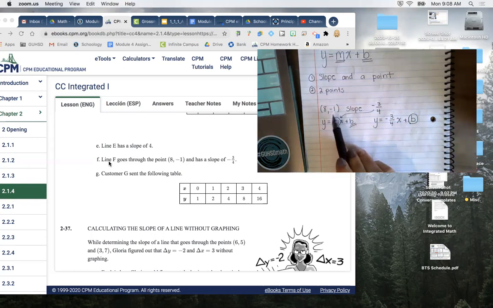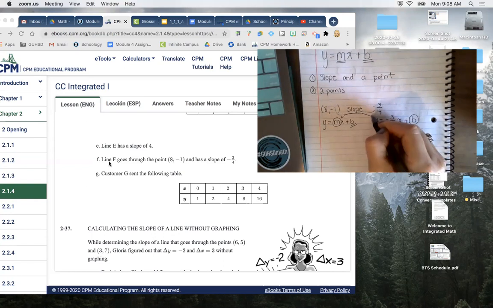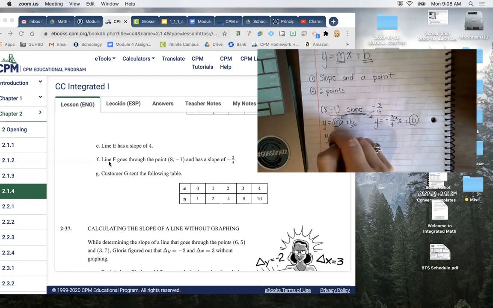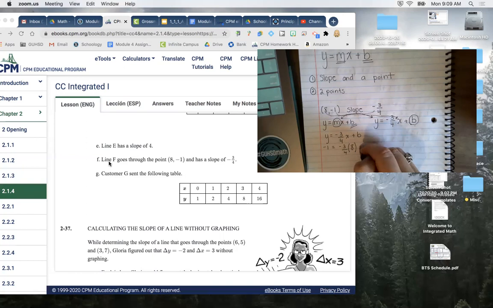To be able to do that, if I know that it passes through this point right here, I can plug in this point for y and x. I can plug it in because it's on that line, and it should give me my b. Let's look and see. So if I have y is equal to -3/4 x plus b, I'm going to plug in -1 for y, so -1 is equal to -3/4 times 8 for x plus b.